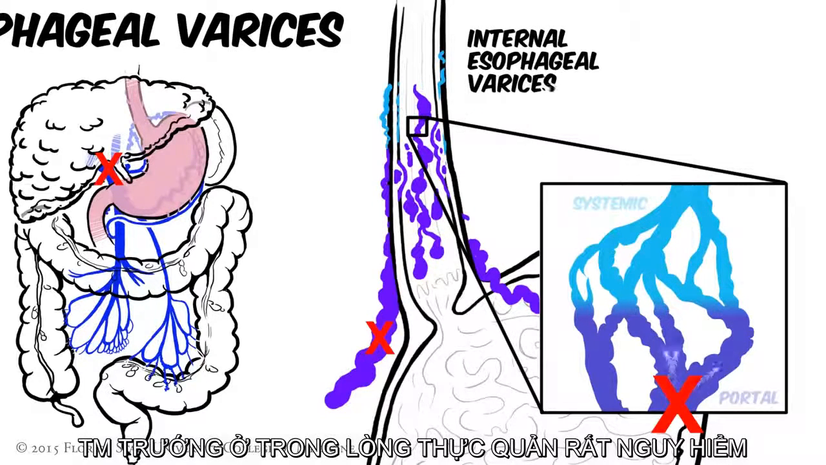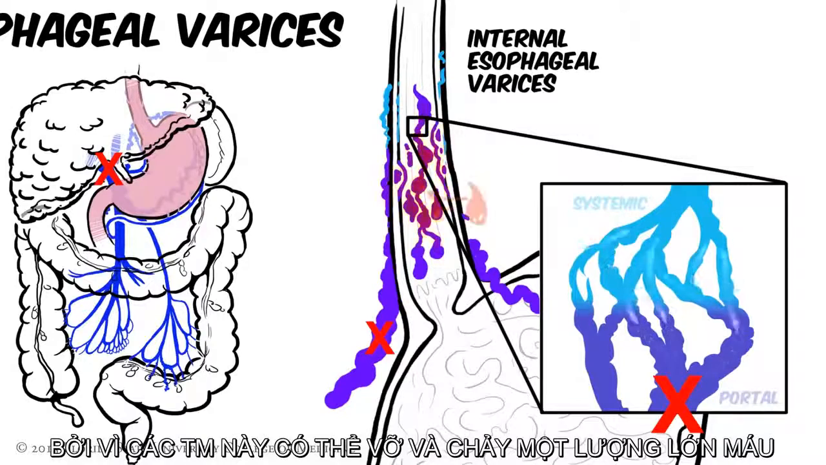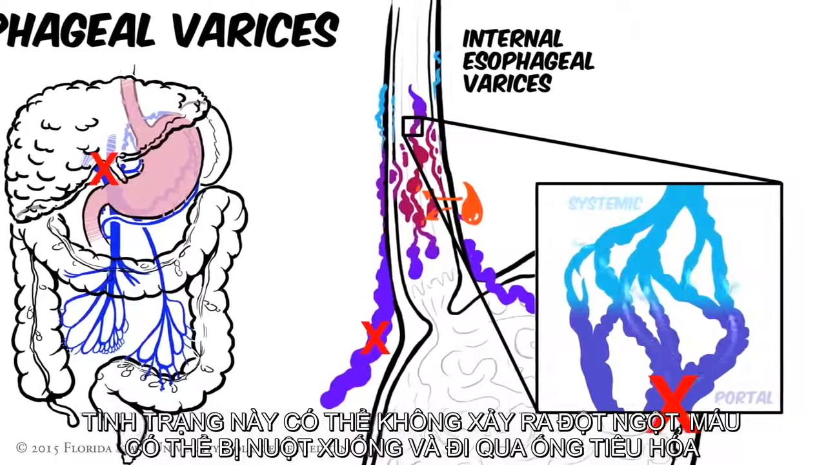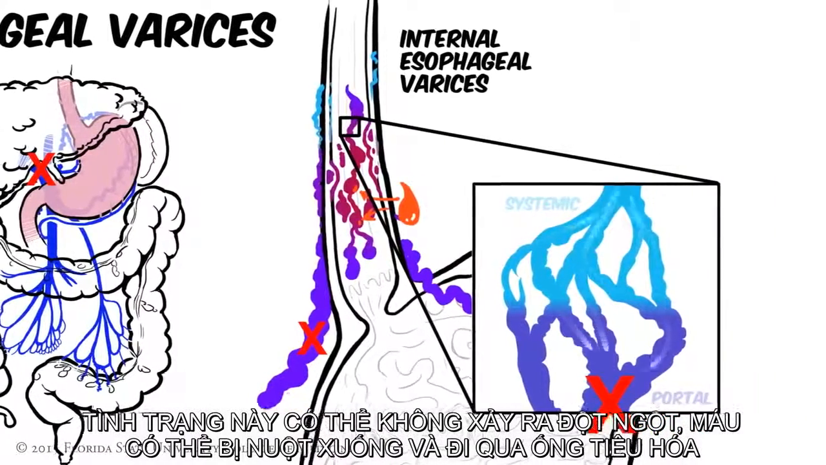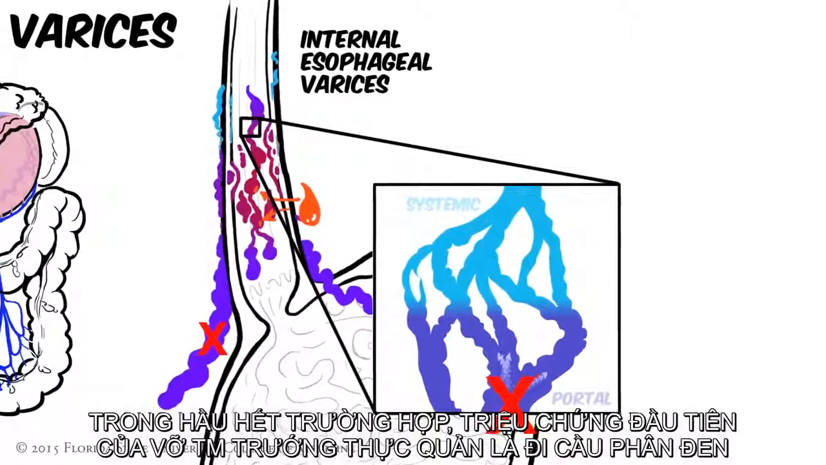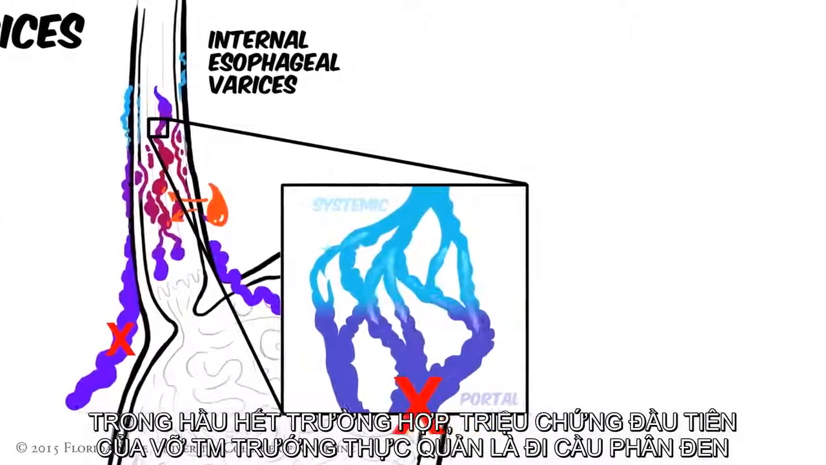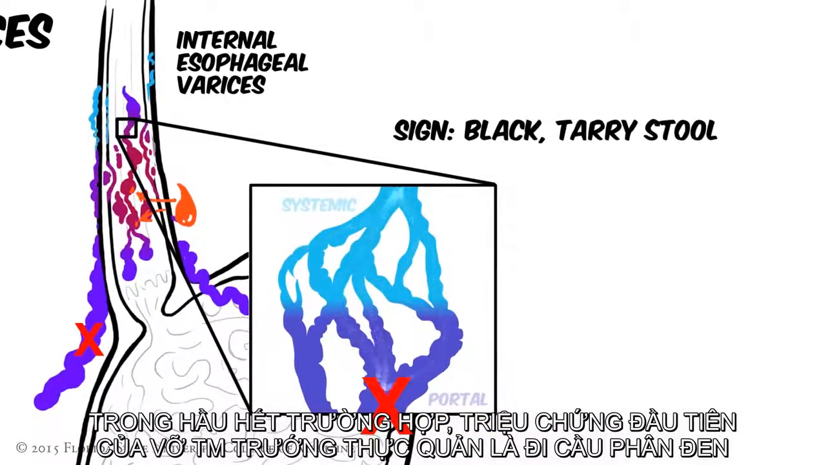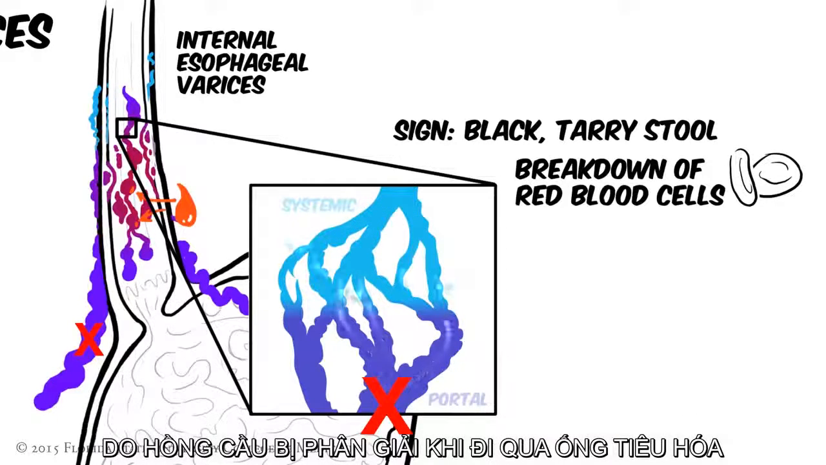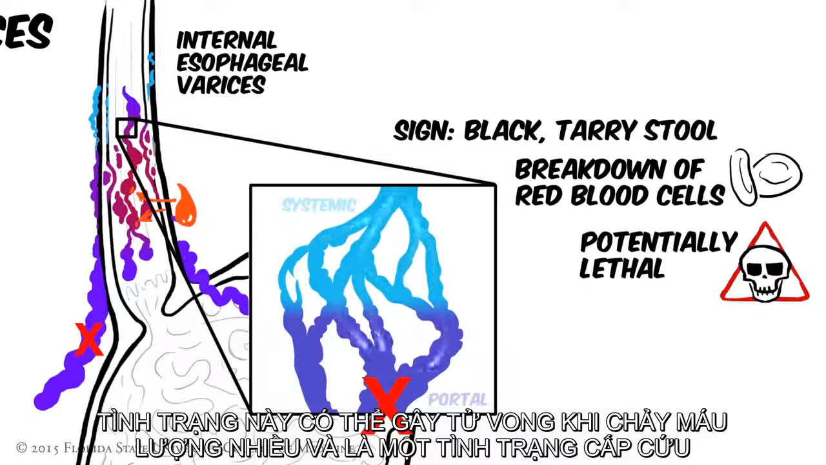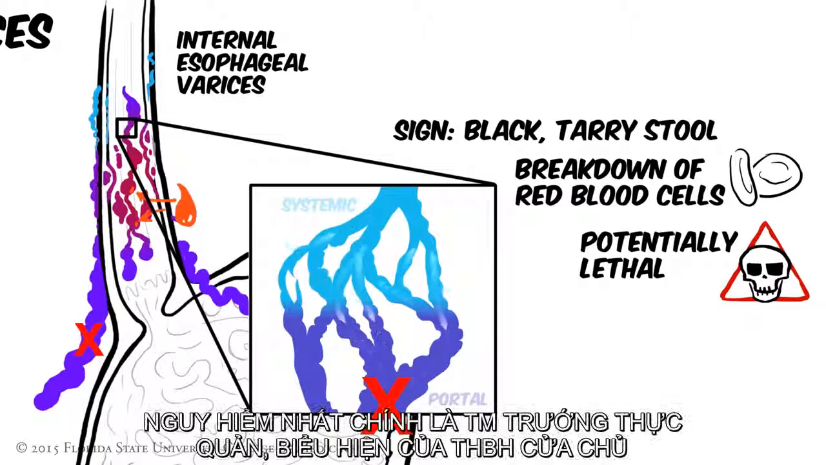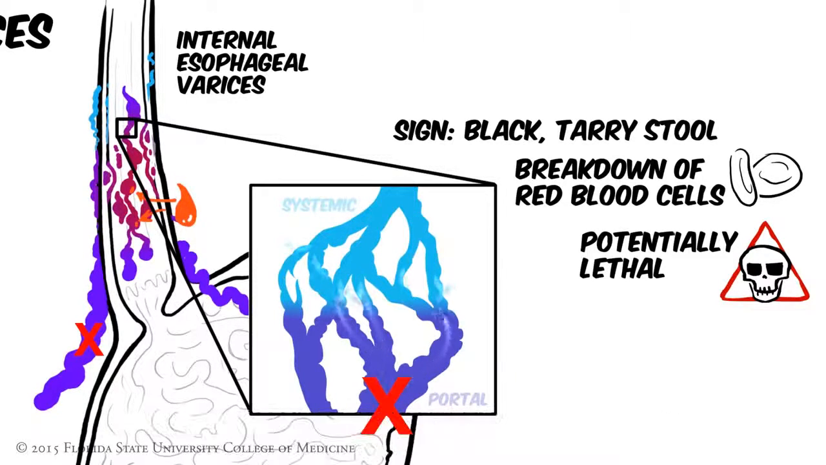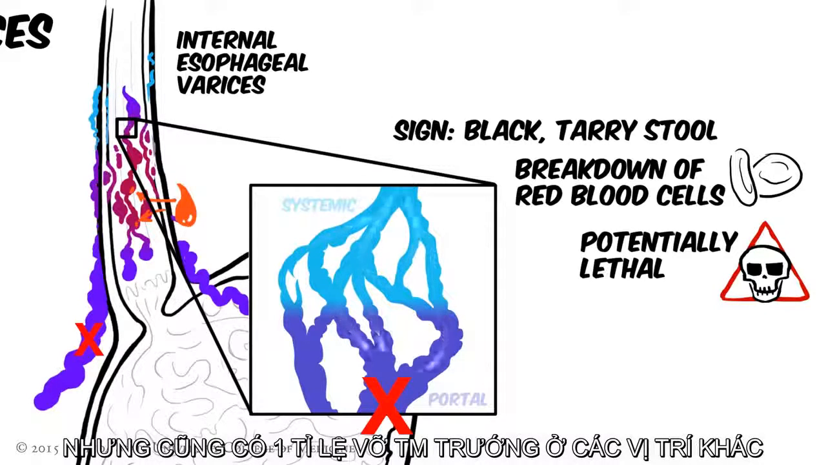Internal esophageal varices are very dangerous, since these swollen vessels may eventually rupture and release a substantial amount of blood. This bleeding is often not immediately apparent, since the leaking blood is swallowed and passed through the GI system. In many cases, the first sign of bleeding esophageal varices is black and tarry stool caused by the breakdown of red blood cells in the GI tract. This is a potentially lethal condition often associated with massive acute hemorrhage and represents a medical emergency. Esophageal varices are the most dangerous result of pathological portosystemic anastomoses, but anastomoses also occur in other areas.